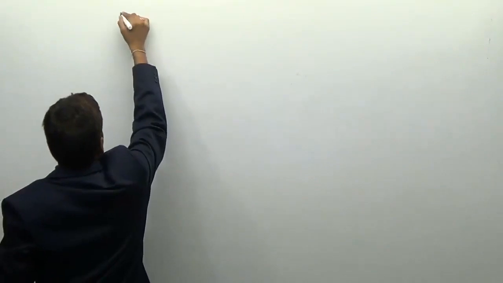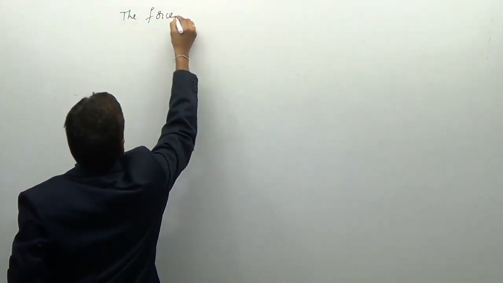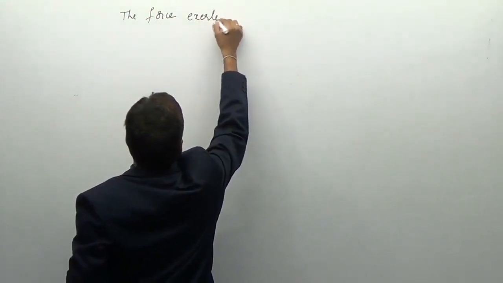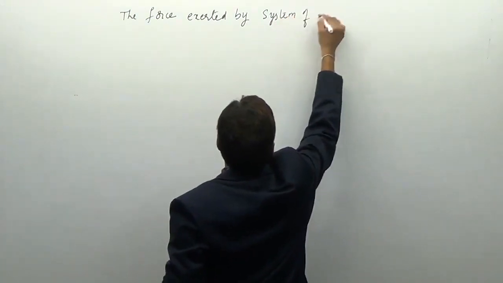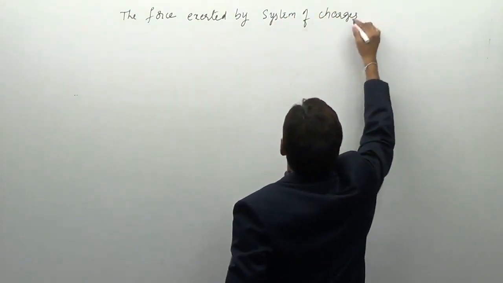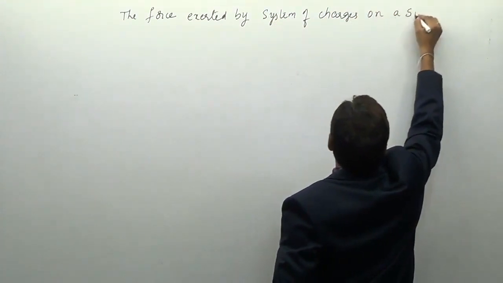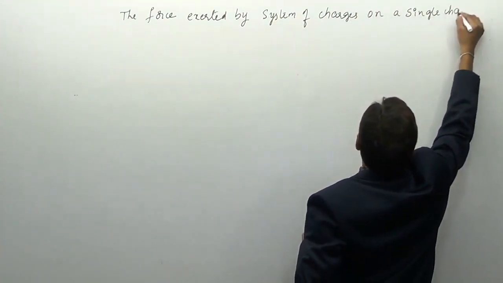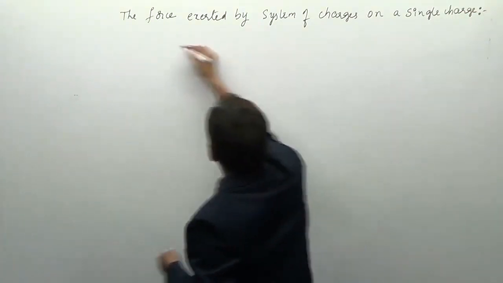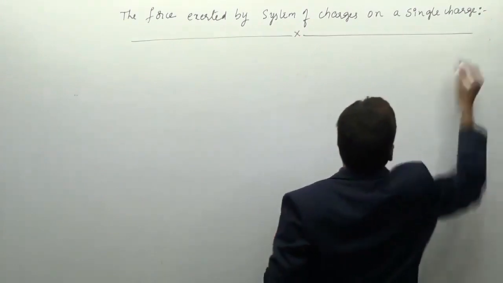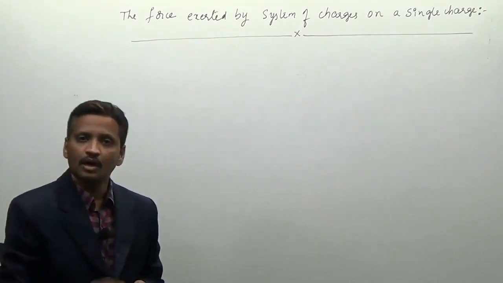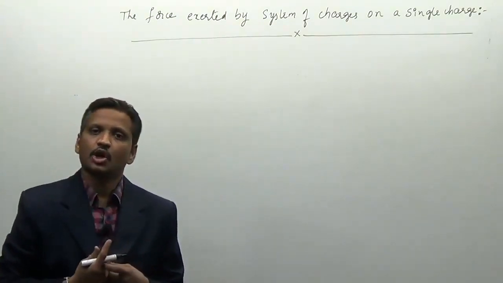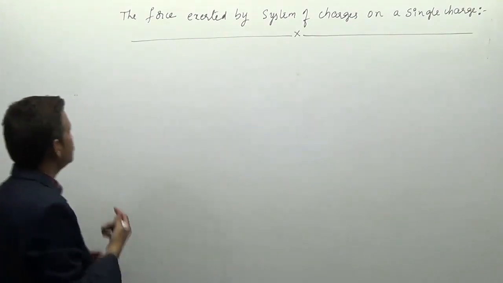So the heading will be: the force exerted by a system of charges, or n number of charges, on a single charge. Force exerted by a system of charges on a single charge. We are going to see how to find the force on a single charge due to a number of charges. Let us see the figure first.